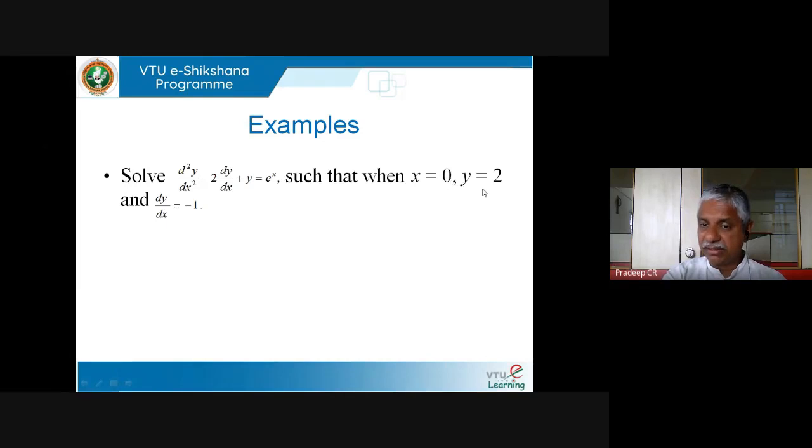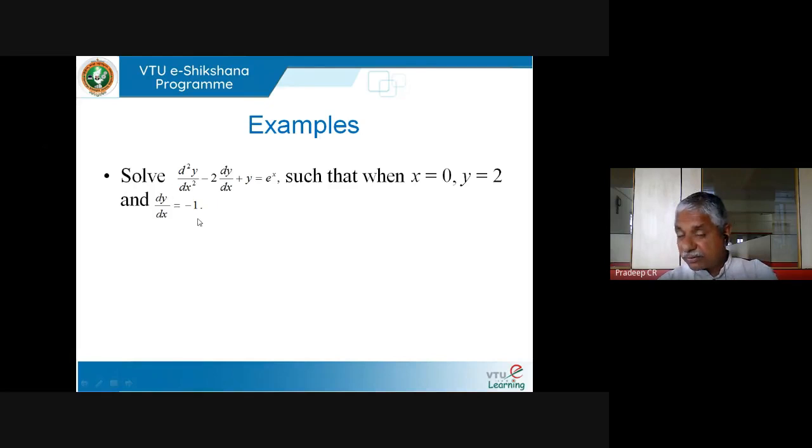When x equal to 0, y equal to 2, and dy by dx is minus 1 at x equal to 0. That means y dash at 0 is minus 1, and y at 0 is 2. So these are two conditions. y of 0 is 2 and y dash of 0 is minus 1 are two conditions. I need two conditions if I want to solve a differential equation of second order. A differential equation of first order I can solve with one condition. One condition is all I require. But for a differential equation of second order, I need two conditions.